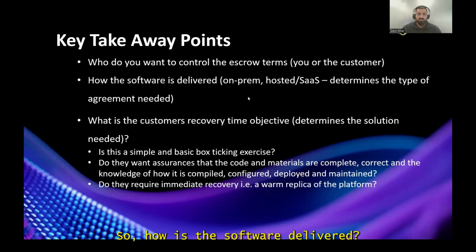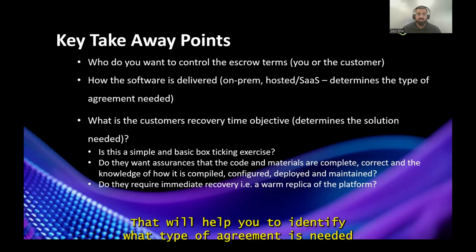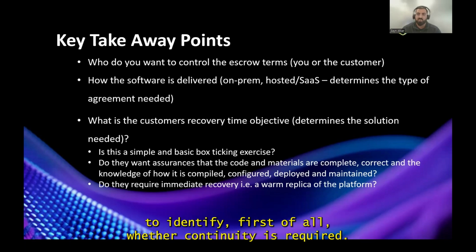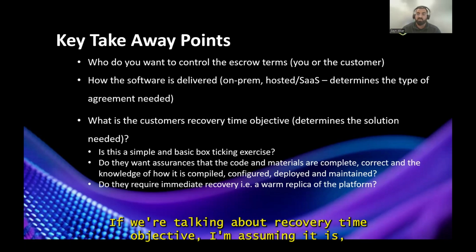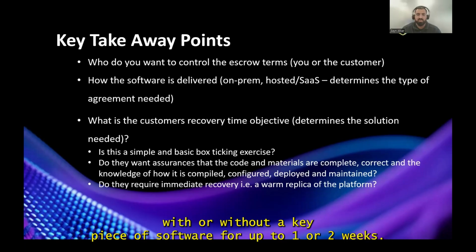So how is the software delivered, whether it's on-prem or a cloud-based solution, will help you to identify what type of agreement is needed and what the recovery time objective for the customer is. That will help us to identify, first of all, whether continuity is required. If they're talking about recovery time objective, I'm assuming it is, and what level of service would be the most suitable, given the risk of potentially being with or without a key piece of software for up to 1 or 2 weeks.